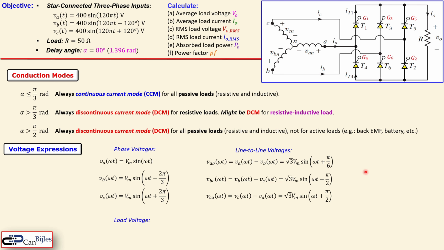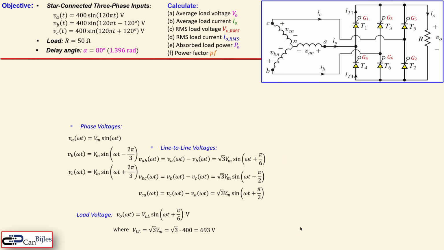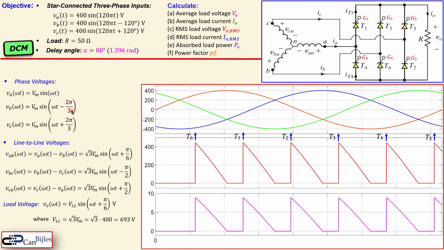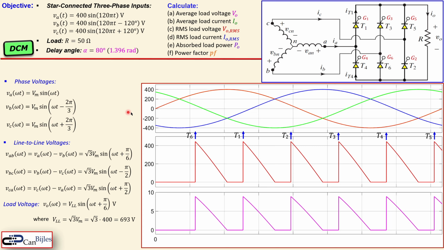How about the load voltage? Now the load voltage for the situation here will be given by the line-to-line voltage given by this VLL, and that is the square root of 3 times the peak value of our phase voltage, in this case 400 volts, so that will be in this case 693 volts. Okay. Now taking this together, let's continue with the analysis and discussion using the graphs here.